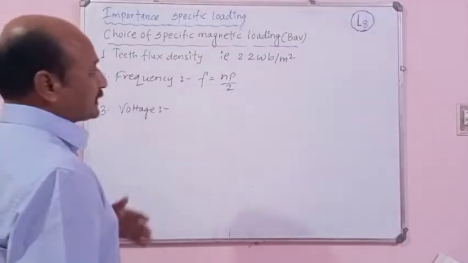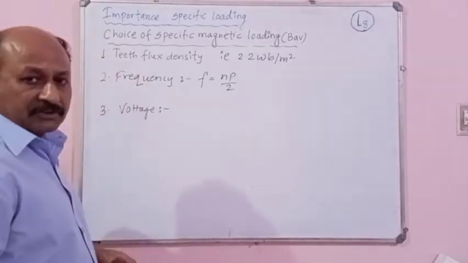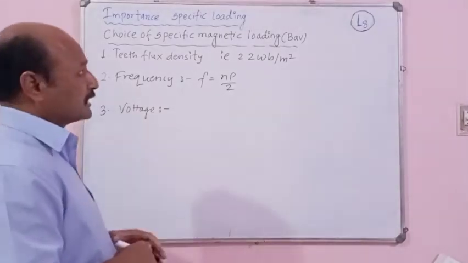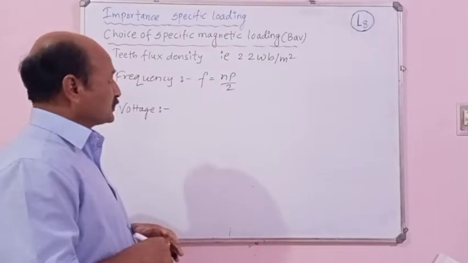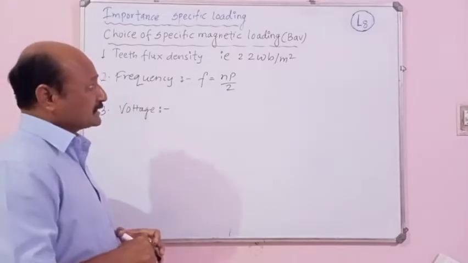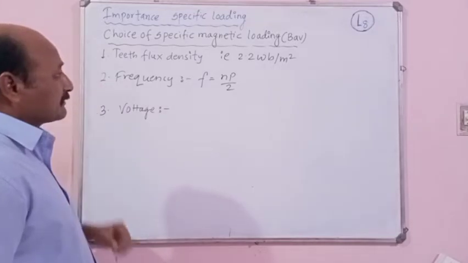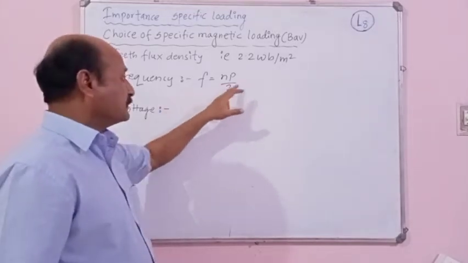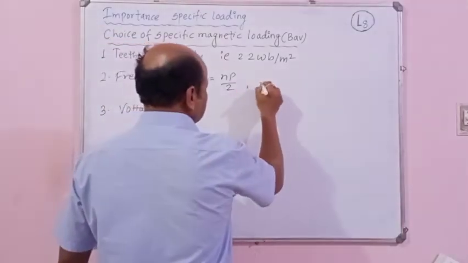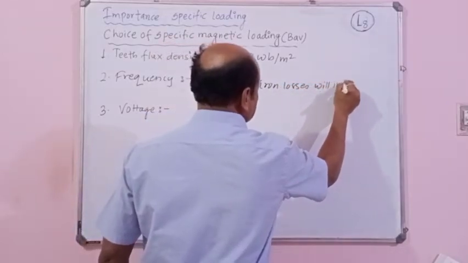Choice of specific magnetic loading. Number one, that is the teeth flux density. If you select the teeth air gap flux density to be more, then the flux density will be more. Under the large flux density, the copper losses increase. At the same time, you have to select the proper frequency. So frequency f is given by nP by 2. If the frequency is more, since the losses depend upon the frequency, the iron losses will increase.